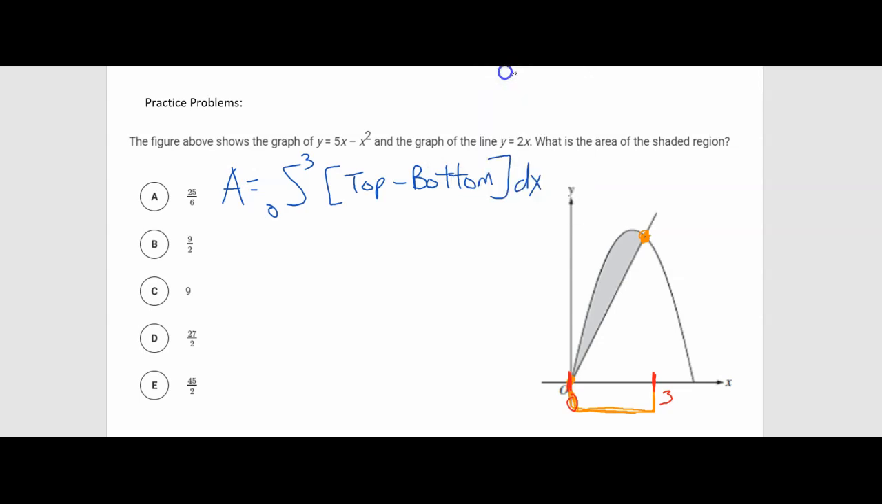Now I specifically didn't tell you which function's the top and which one's the bottom, because there's a couple ways to figure it out. One, you could think about it: one of those is a line, one of those is a parabola. Well, we know this one's going to be the parabola.